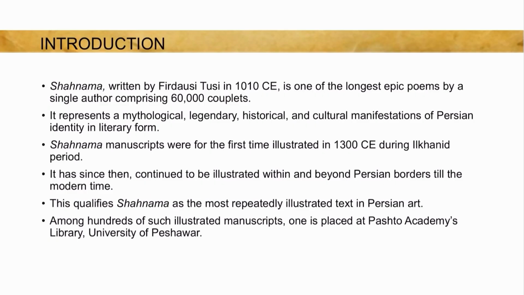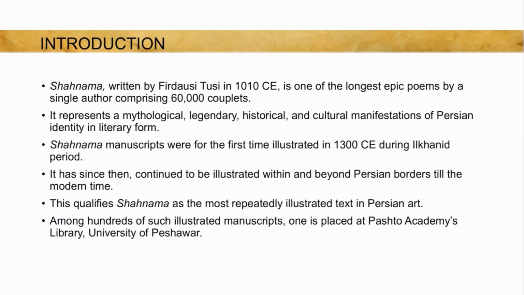Shahnama, which is also called the Book of the Kings, was written by Firdausi Tusi in 1010 CE. It is one of the largest poems by a single author, comprising 60,000 couplets. It represents the mythological, legendary, historical and cultural manifestations of Persian identity in literary form.